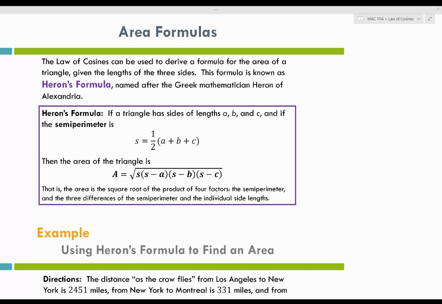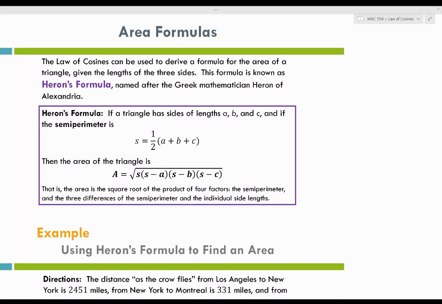All right, you guys, let's continue our discussion of the law of cosines. So let's talk about area formulas. It says that the law of cosines can be used to derive a formula for the area of a triangle given the lengths of the three sides. This formula is known as Heron's formula, named after the Greek mathematician Heron of Alexandria.